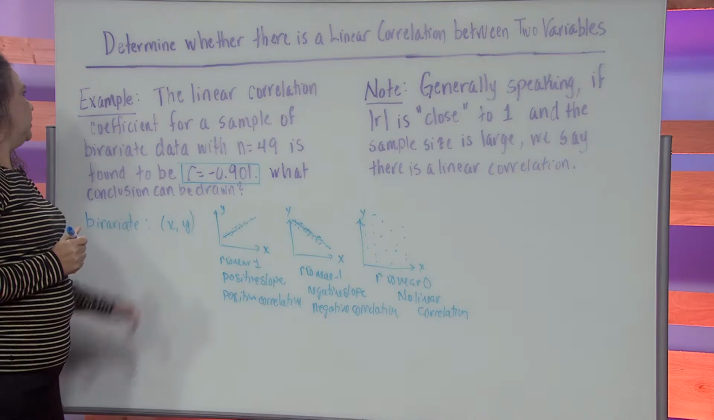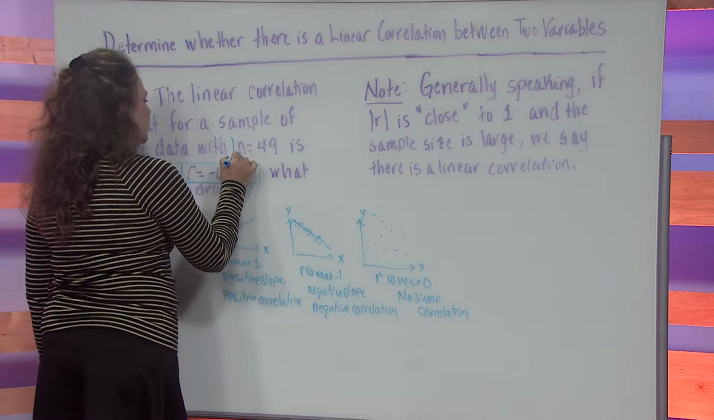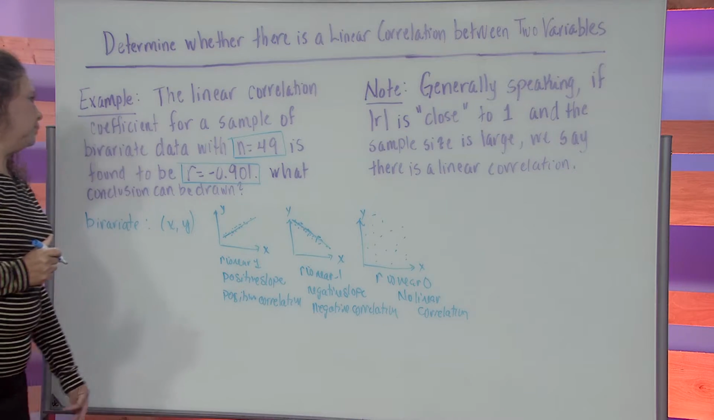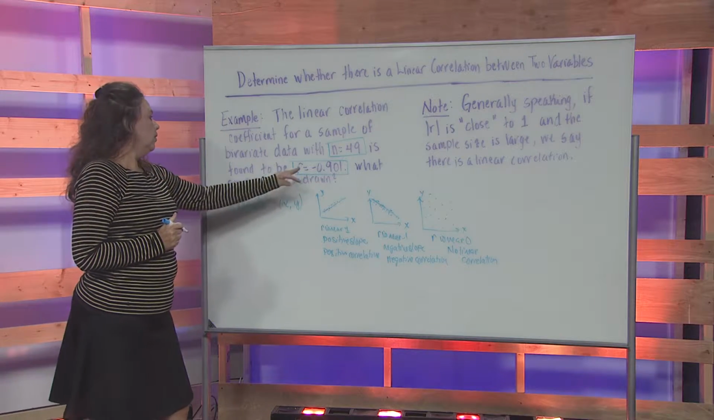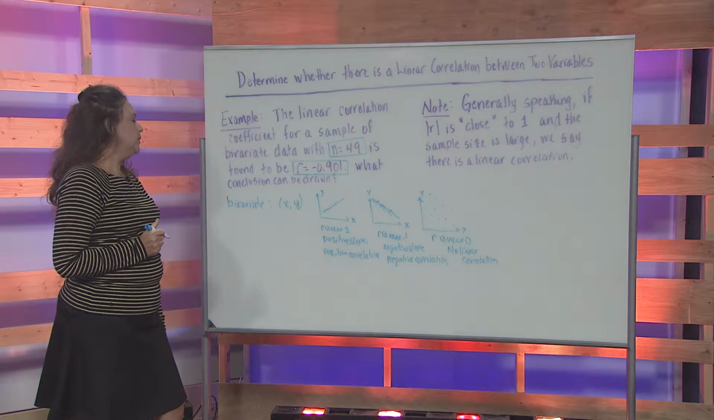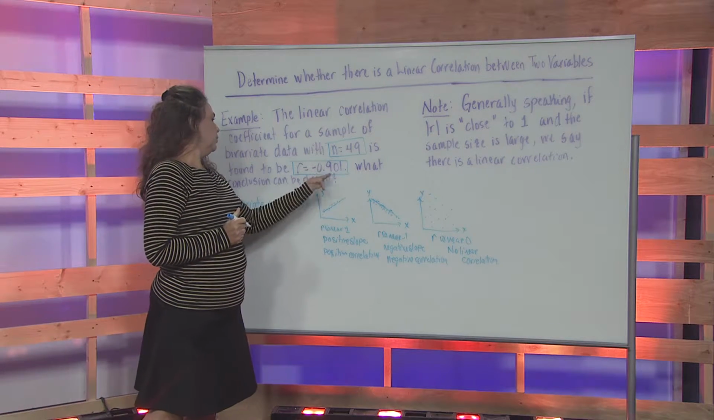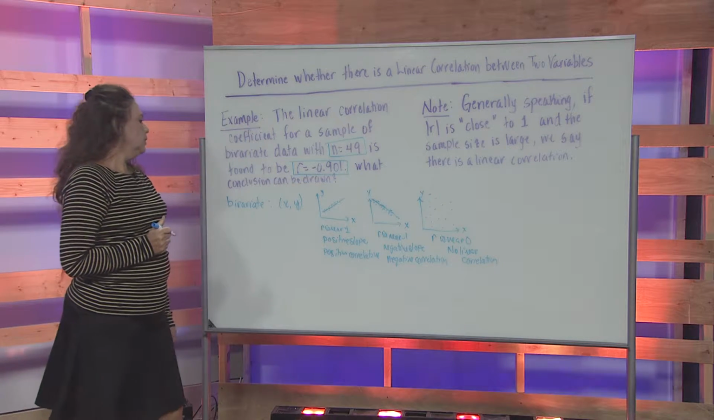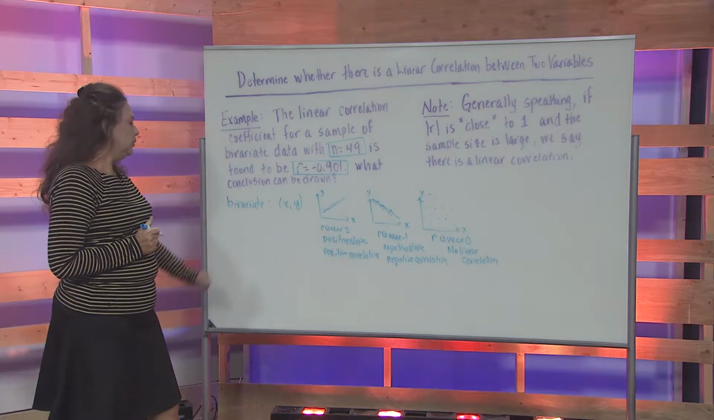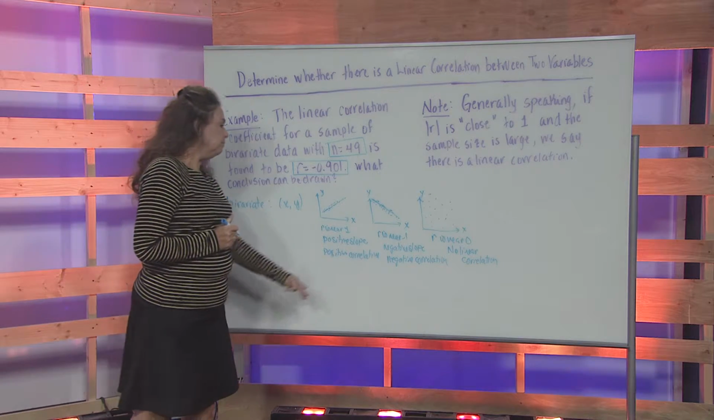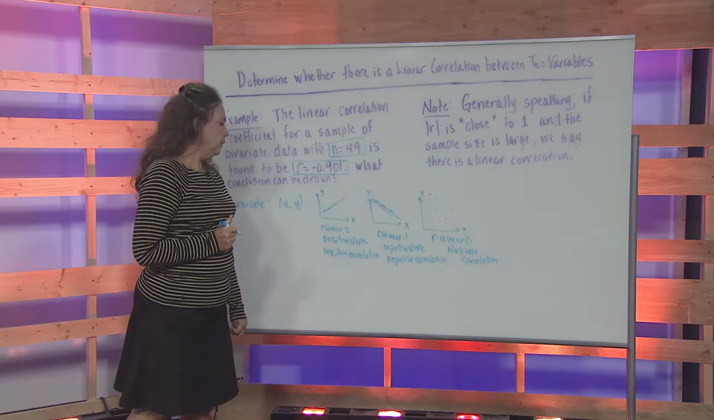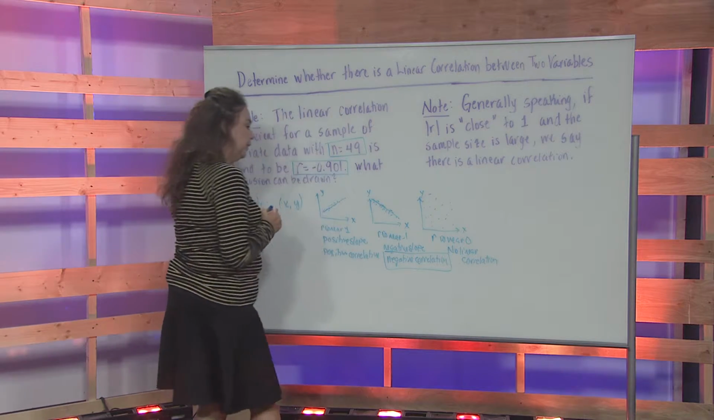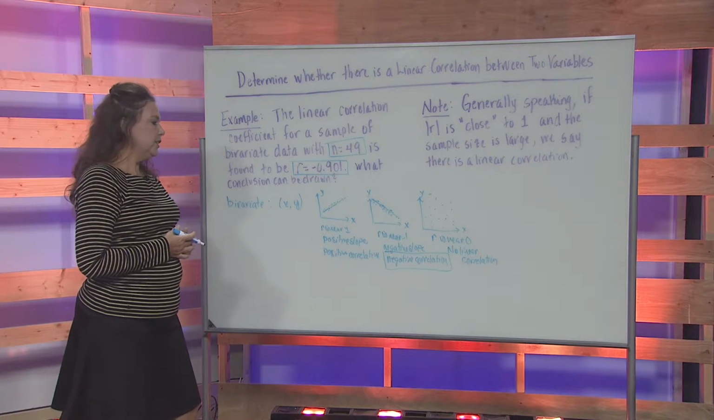But in our problem here, we're given that the sample size n is equal to 49. So that's not a very small sample, and r is negative 0.901. So that's near negative 1. What conclusion can be drawn? We can say r is near negative 1, and thus we have a negative correlation. So that's just loosely speaking.